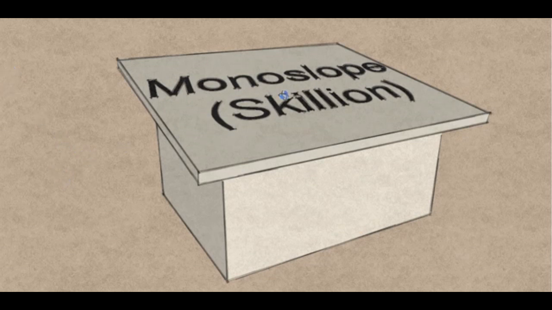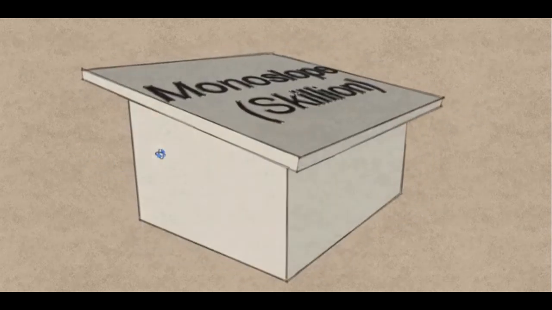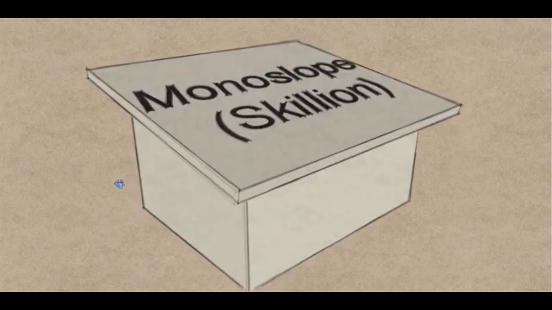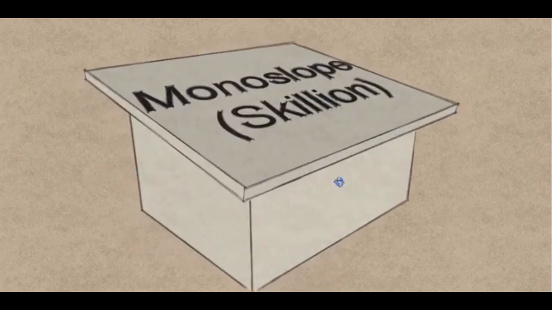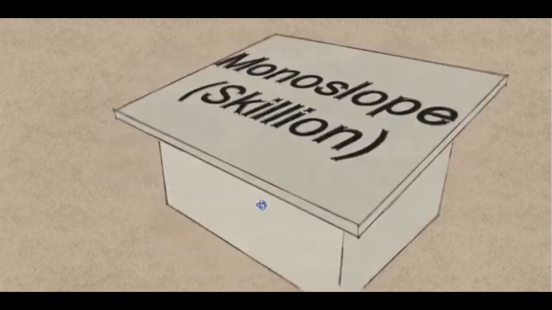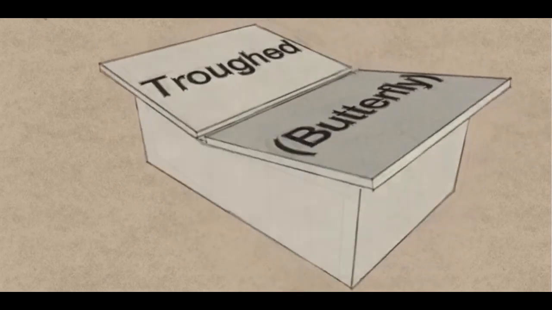So you can see the first one here. This is what we call a mono slope or a skiing roof, so just basically a flat sloped roof. Sometimes it's also called a lean-to, especially if it's off the side of an existing building. Okay, so there's a monoslope or a skiing roof. And some other variations on that.